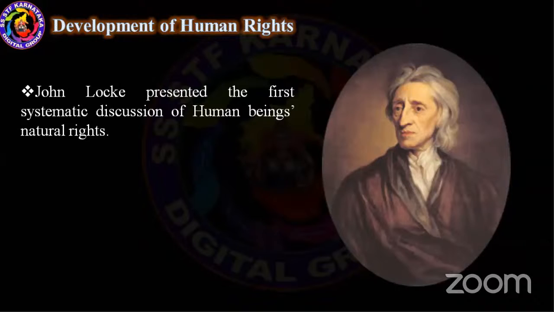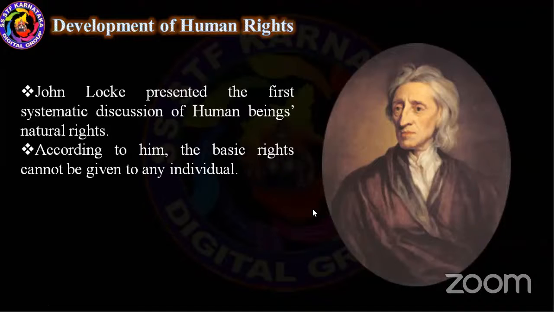John Locke presented the first systematic discussion of human beings' natural rights. At first, John Locke raised his voice to implement human rights, which are essential to the holistic, integral development of the being. According to him, the basic rights cannot be given to any individual after birth, or granted by any government, king, ruler or emperor.